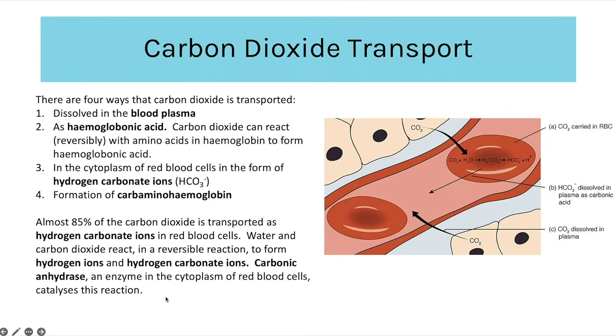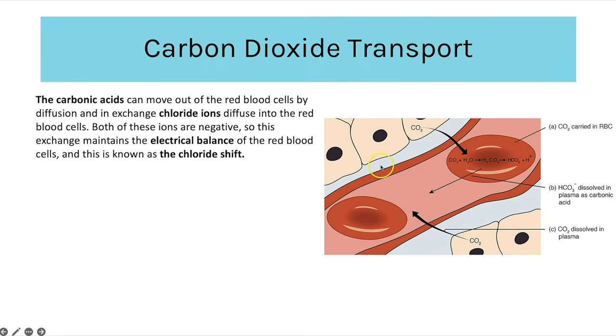Now, almost 85% of the carbon dioxide is transported as hydrogen carbonate ions in the red blood cells, which is what we can see here with this reaction. Water and carbon dioxide react in a reversible reaction, and that forms hydrogen ions and hydrogen carbonate ions. Carbonic anhydrase is an enzyme in the cytoplasm of the red blood cells, and that catalyzes that reaction. The hydrogen carbonate ions can move out of the red blood cells by diffusion, and in exchange, chloride ions diffuse into the red blood cells. Both of these ions are negative, so these exchanges maintain the electrical balance of the red blood cells, and this is known as the chloride shift.